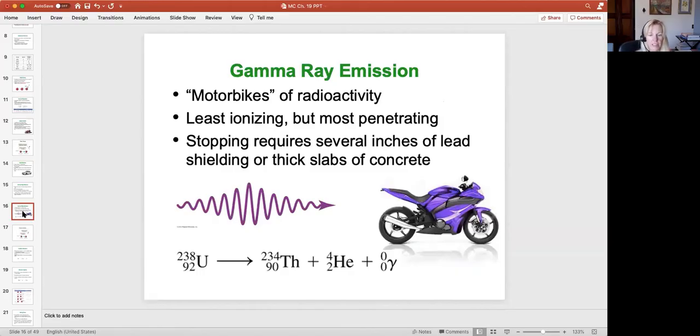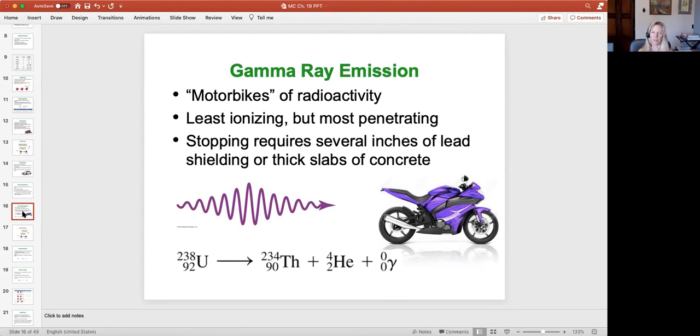A gamma ray is kind of like your motorbike, like your hot rod. It's the least ionizing, but because it's really small, it's the most penetrating. And so that's why gamma rays are so dangerous, because stopping a gamma ray is going to require several inches of thick lead or thick slabs of concrete. No longer can air or your clothing or even your skin stop a gamma ray. So when you see people who are trying to ward against radioactivity, they're wearing lead vests, or they have things happening in a concrete bunker. That's to stop the gamma rays.